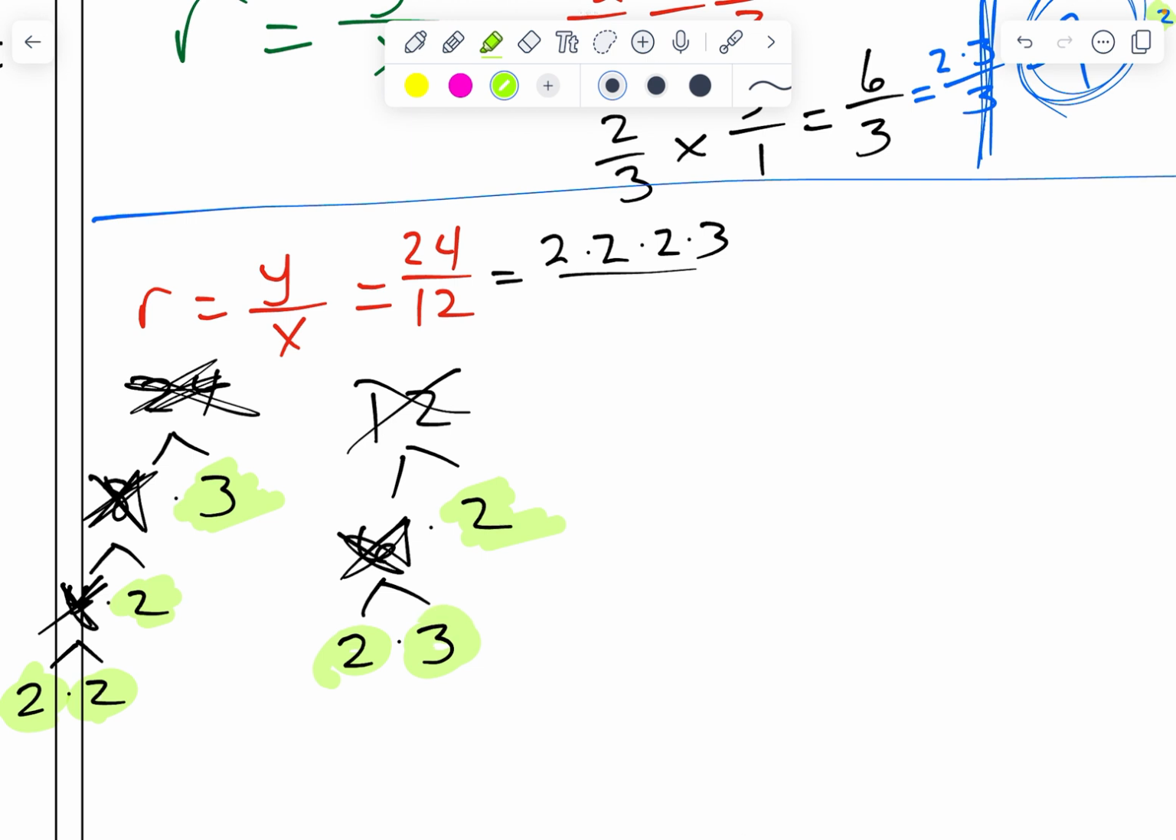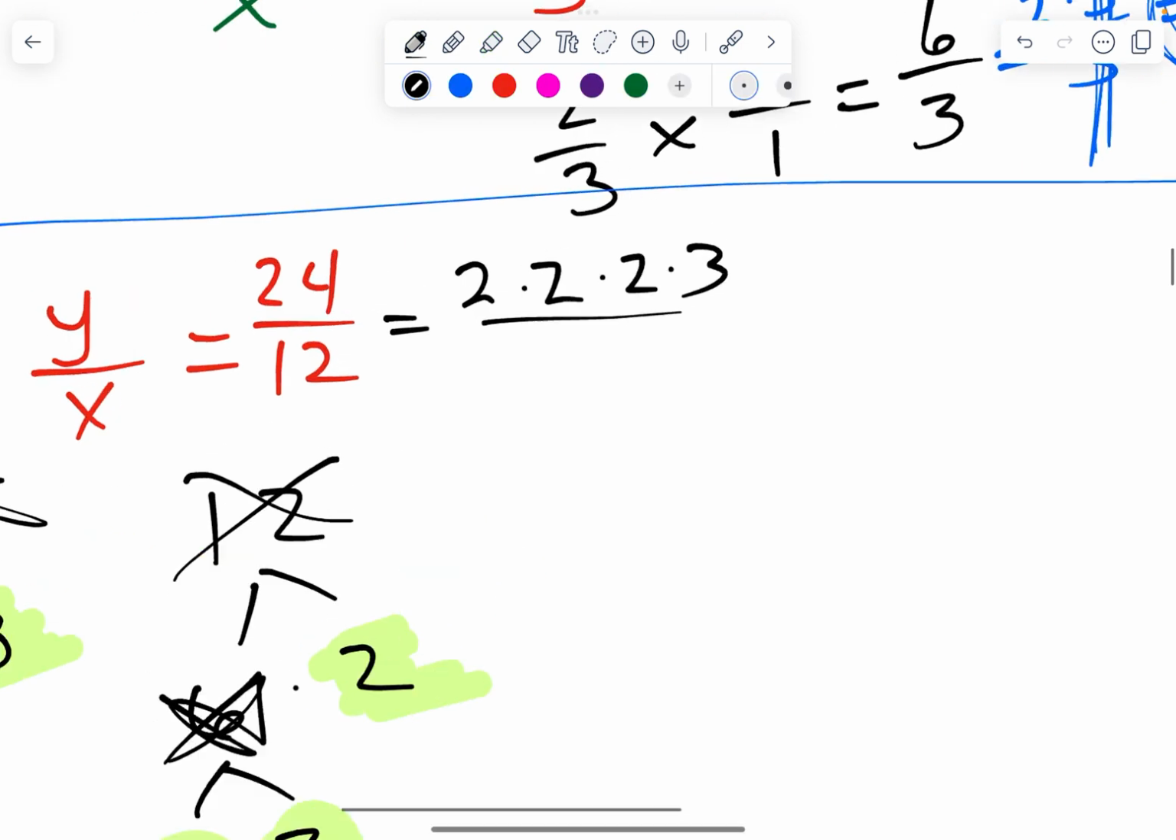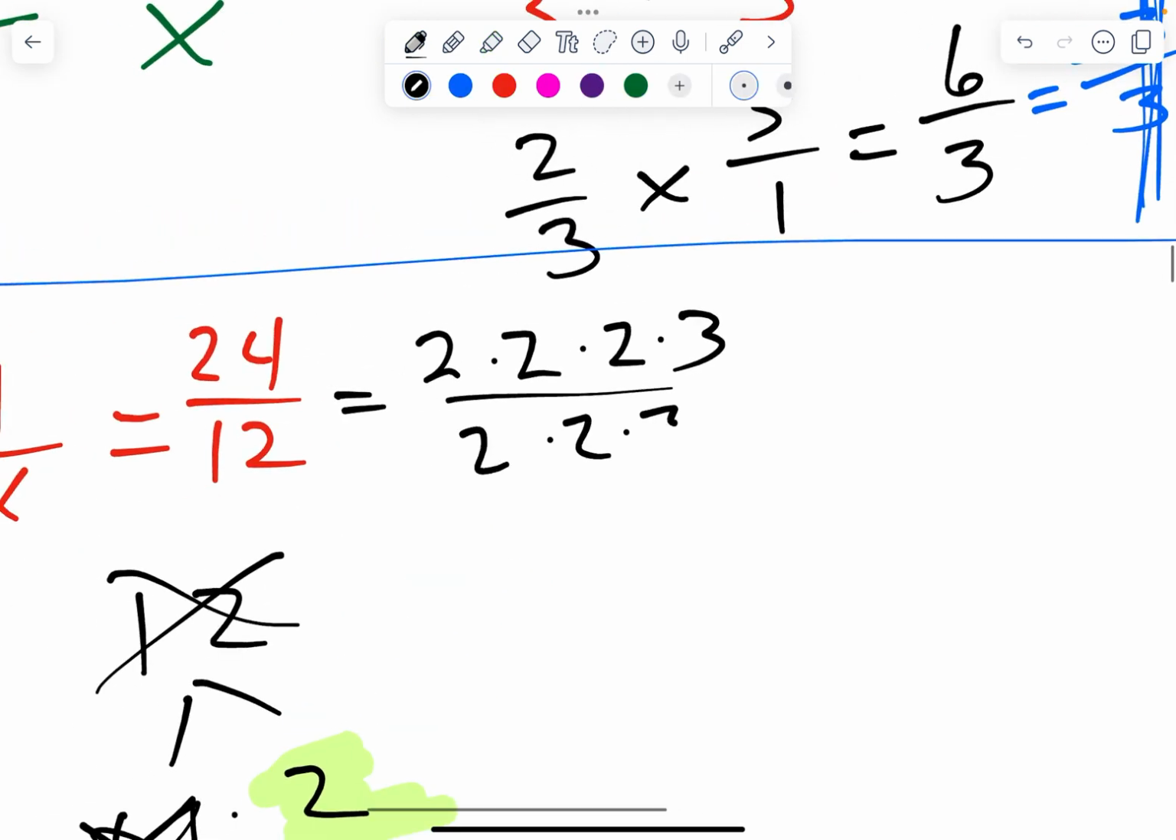All right, 6 times 2 is 12. We break down the 6. 2 times 3 is 6. All these numbers are prime, so now I'm done with that. So I got a 2, I got a 2, and I got a 3.